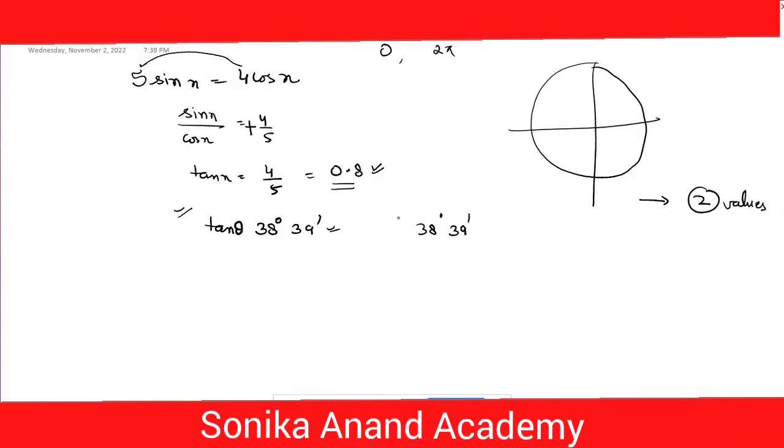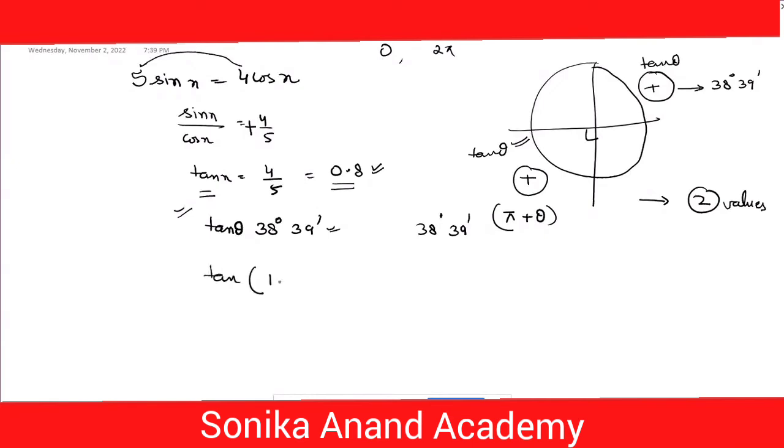It is positive, so we have to check the quadrant in which tan theta is positive. Tan theta is positive here and here. Clear? Tan theta is positive in these two quadrants. So here we get the value of 38 degree 39 minute, but for the other quadrant we have to go for pi plus theta, 180 plus theta. So they have written 180 plus 38 degree 39 minute. You can check in your textbook.